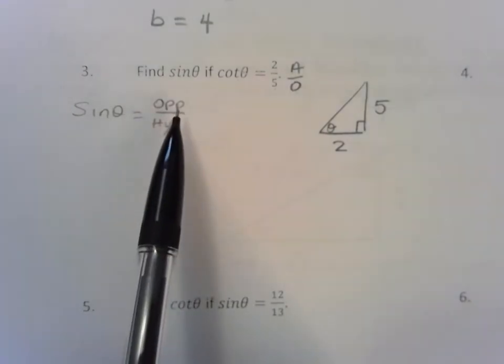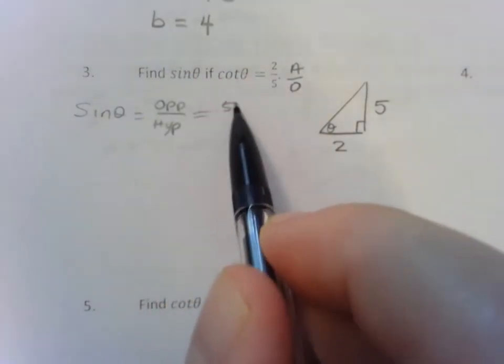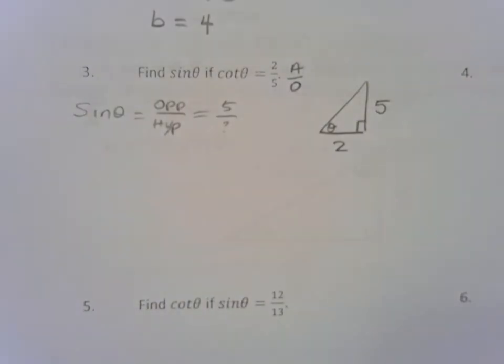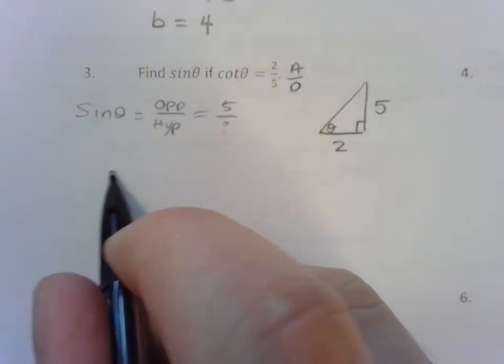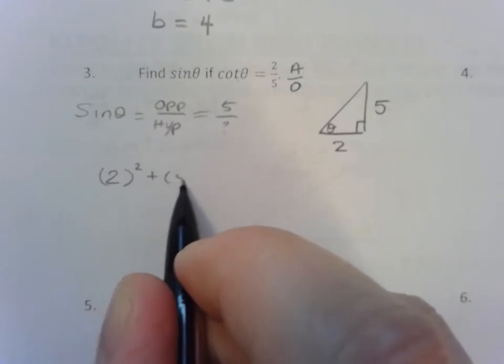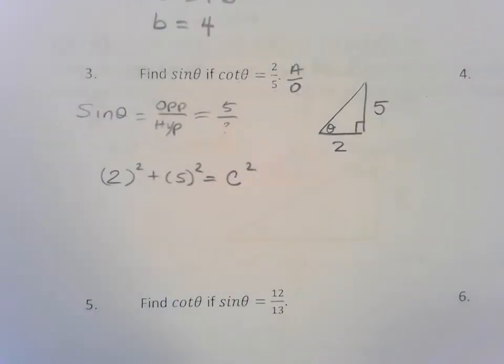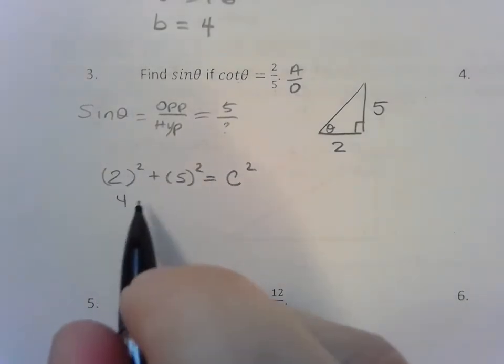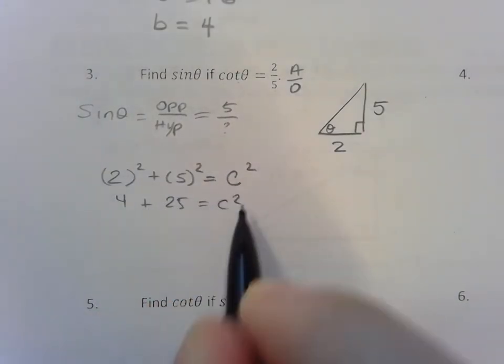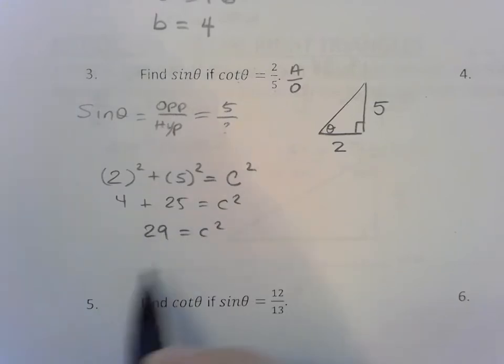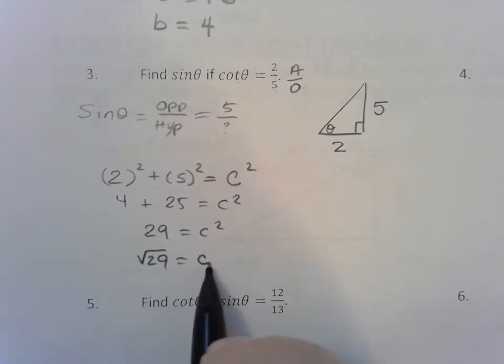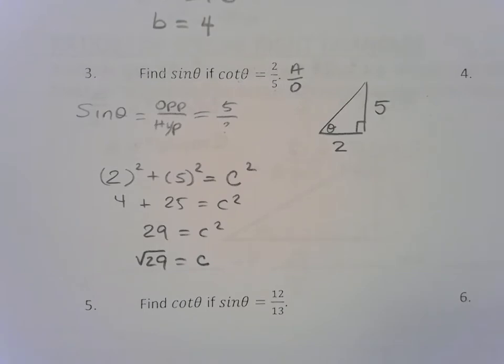We know the opposite side is 5, but we don't know what the hypotenuse is. What we're going to need to do to find it is, again, use your Pythagorean theorem. Always you want to know what the exact lengths are with rationalized denominators. We're going to call our hypotenuse c. So let's see, we got 4 plus 25 equals c squared. 29 equals c squared, so the square root of 29 equals c. No longer am I going to do the plus minus because we're talking about lengths of right triangles which are only positive.